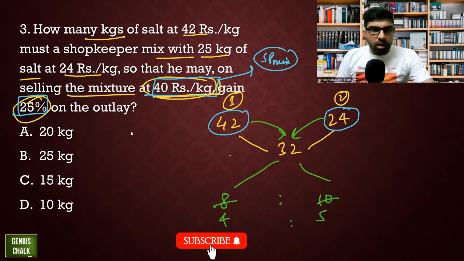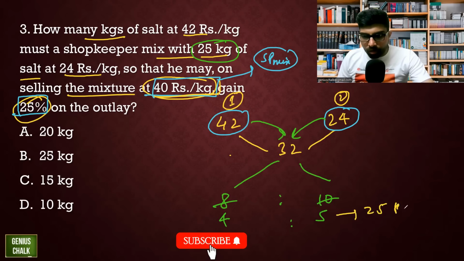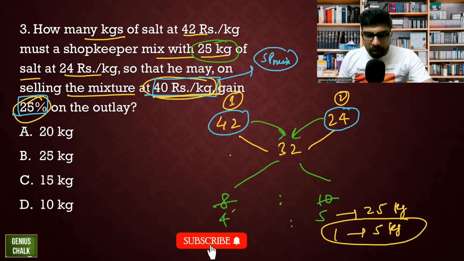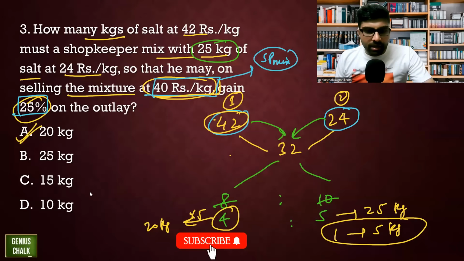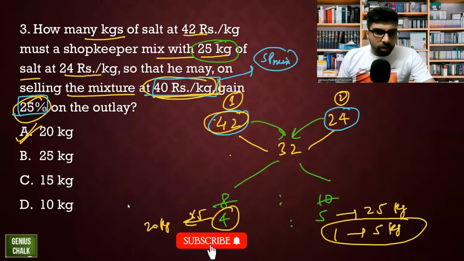Now, what is given? It is given that the second type, this 24 rupees per kg, is 25 kg in quantity. So 5 value is equal to 25 kg, so 1 value is equal to 5 kg. And this 4 value is asked, the quantity of the 42 rupees per kg type. This is the ratio of the quantity we know. So 4 into 5, it is 20 kg. So my answer to the question has to be option A, right? Let's move ahead and solve the next.